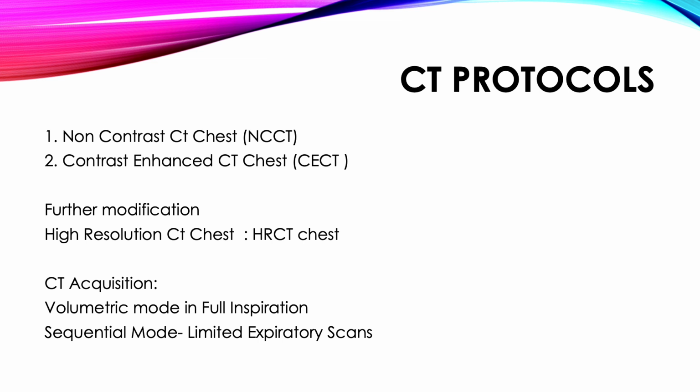We've all heard of the two main protocols, the non-contrast CT chest and the contrast enhanced CT chest. And we all have used further modification of the non-contrast CT chest, which is called a high resolution CT chest or HRCT chest. Remember that CT scanning usually acquires the various images in two modes. One is a volumetric mode in which a patient takes a full inspiration, and one is a sequential mode which is used in expiratory scans where sequentially a small part of the lung will be scanned and then the second part will be moved on to.